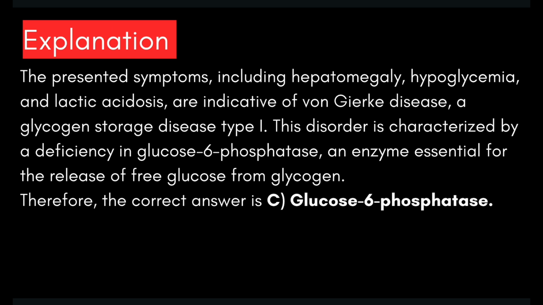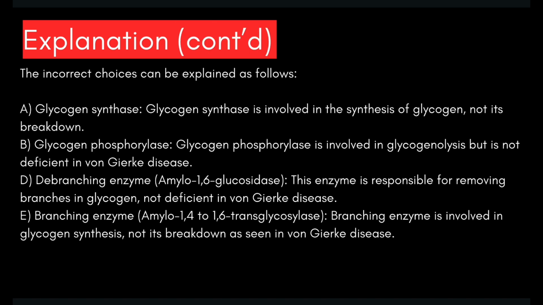The presented symptoms, including the hepatomegaly, hypoglycemia, and lactic acidosis, are indicative of Von Gierke disease, a glycogen storage disease type 1. This disorder is characterized by a deficiency in glucose-6-phosphatase, an enzyme essential for the release of free glucose from glycogen. Therefore, the correct answer is C, glucose-6-phosphatase. Let's go down and break down why the other answer choices are incorrect.